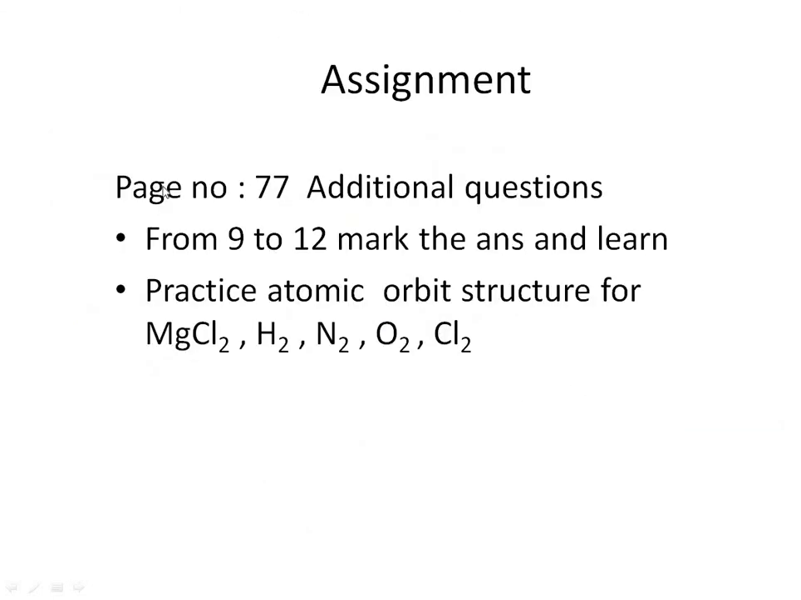And the assignment for you is on page number 77, additional questions from 9 to 12. Mark the answers under. And whatever structures we have taught today, that is magnesium chloride, hydrogen, that is covalent. These are all examples of covalent, and magnesium chloride alone is ionic. So you draw the structure, practice that one.